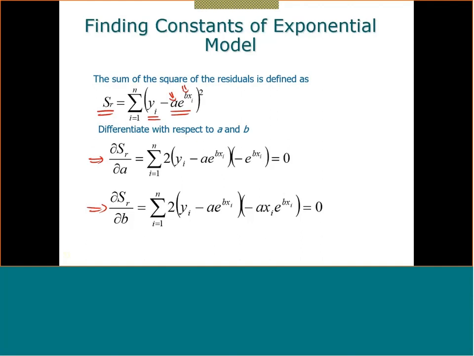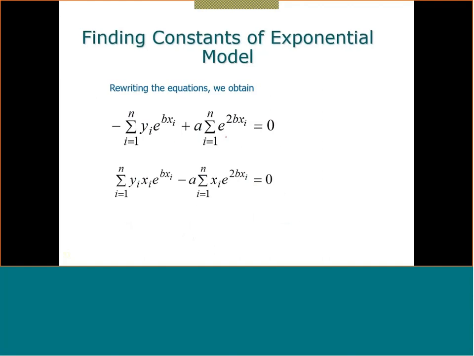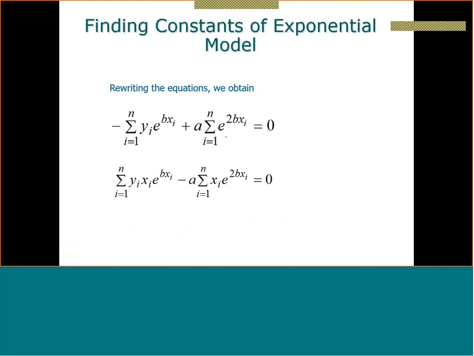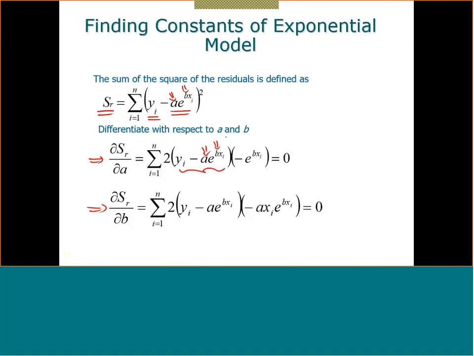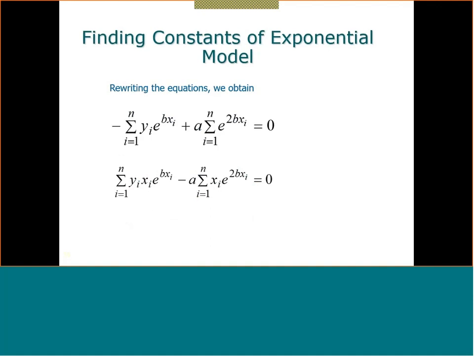Now we have two equations with two unknowns, a and b, and we want to solve them. We rewrite them here again. This is the same equation, I just rearranged them. I didn't do anything here except rearranging them. This is the first equation, and this is the second equation, which don't look very friendly, to be honest with you. So we're trying to solve them. If we solve the first equation in terms of a, I will take this to the other side and divide by this. So this is your a.